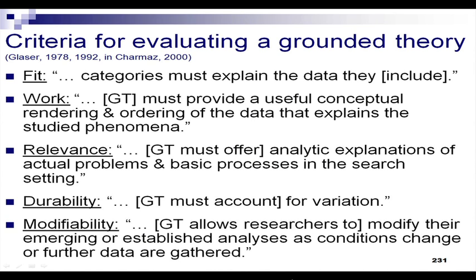Then modifiability. Grounded theory allows researchers to modify their emerging or established analyses as conditions change or further data are gathered. So when we sample the data, when we try and match our interpretations with existing theories or with the theory that is emerging, we must be able to modify whatever is evolving. These are the criteria that we use for evaluating the grounded theory that emerges out of all this work.